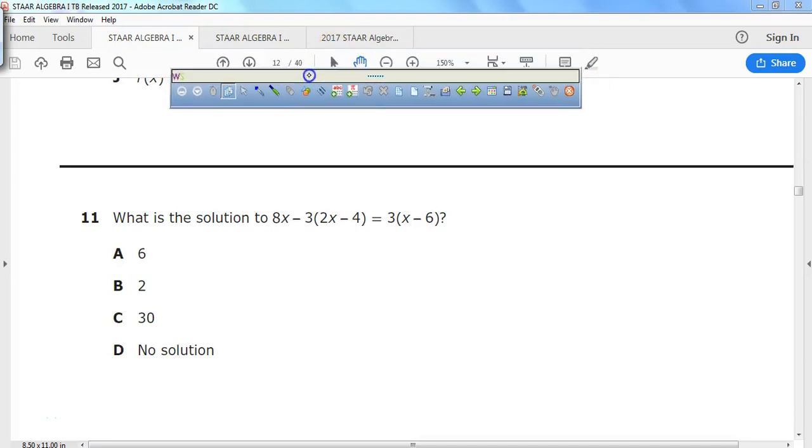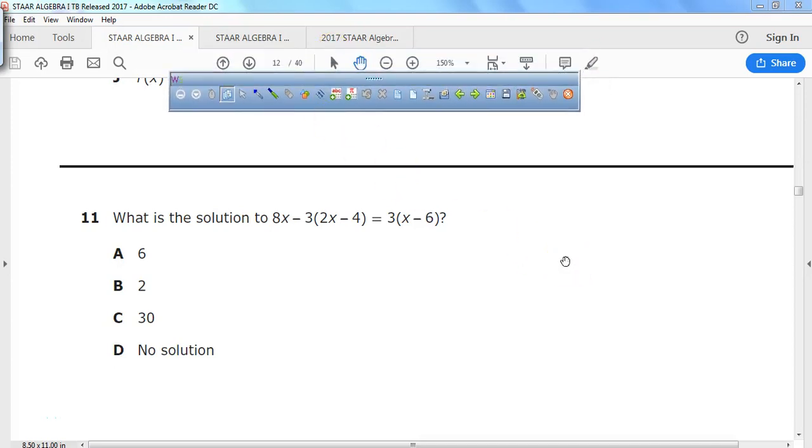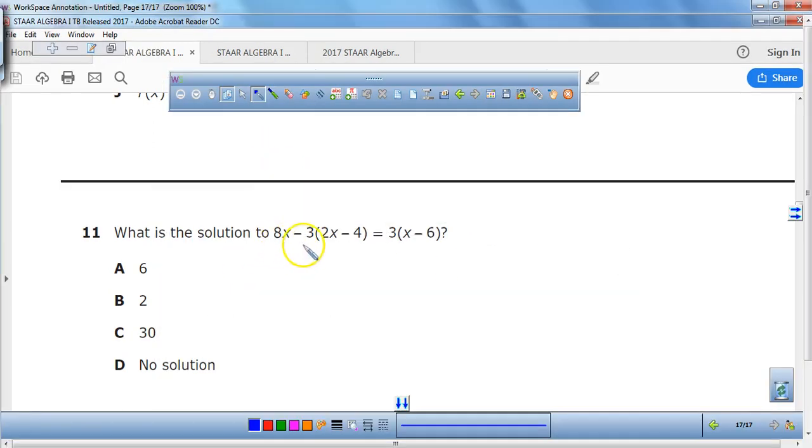Alright, we're going to be continuing with the 2017 release test for the STAAR. We're starting with question number 11, second video. It says, what's the solution to 8x minus 3, open parentheses, 2x minus 4, close parentheses, equals all this? We're basically solving for x. Now we're going to do it by hand, and we're going to do it in the graphing calculator.